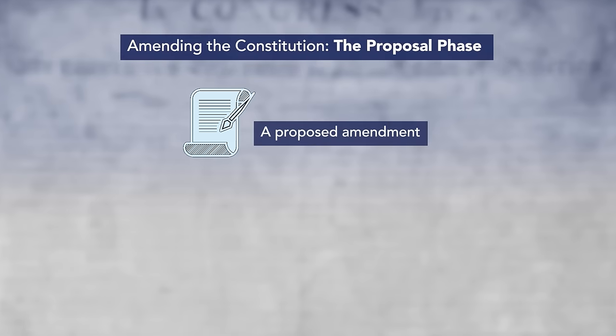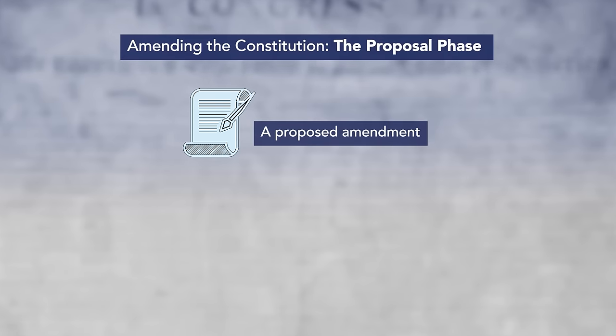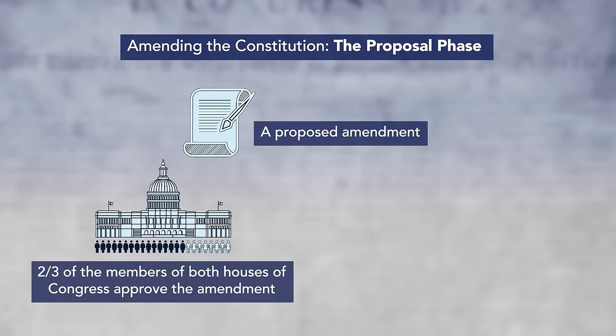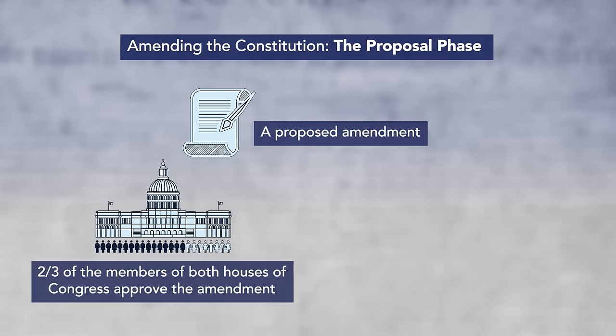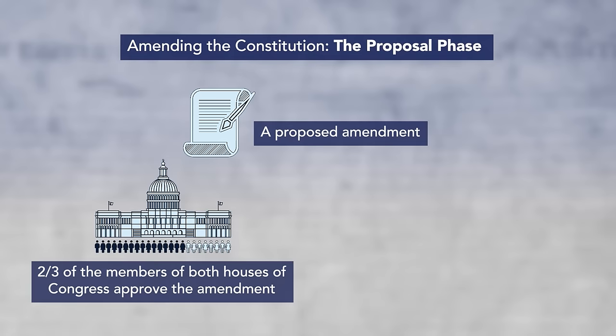There are two methods for proposing new constitutional amendments. First, Congress can propose an amendment if there are two-thirds votes in both houses of Congress, and that's been the pathway for every amendment to the Constitution so far.